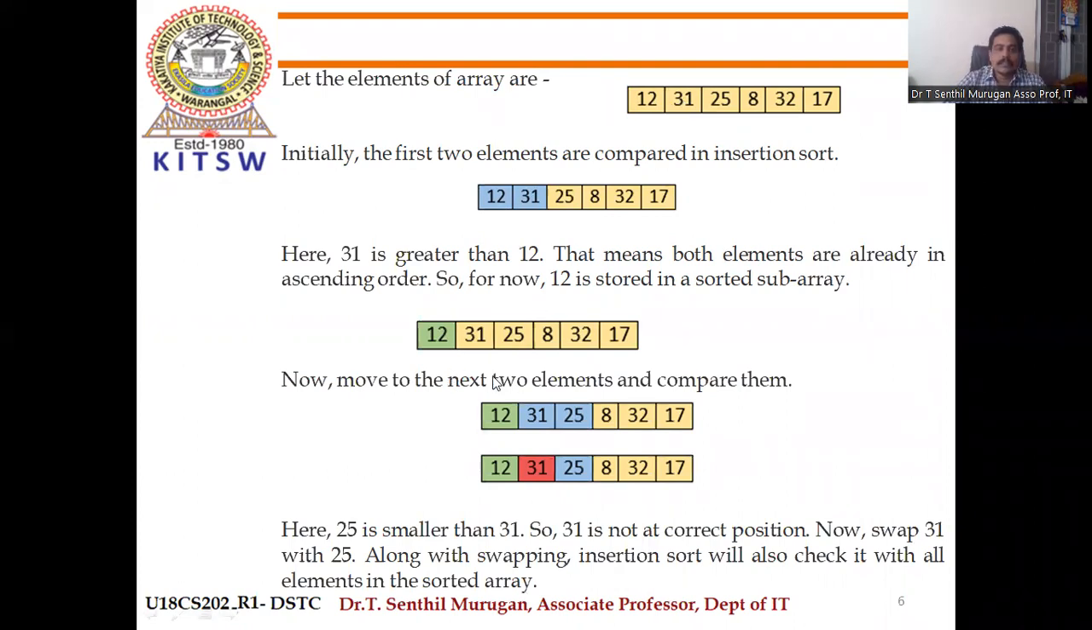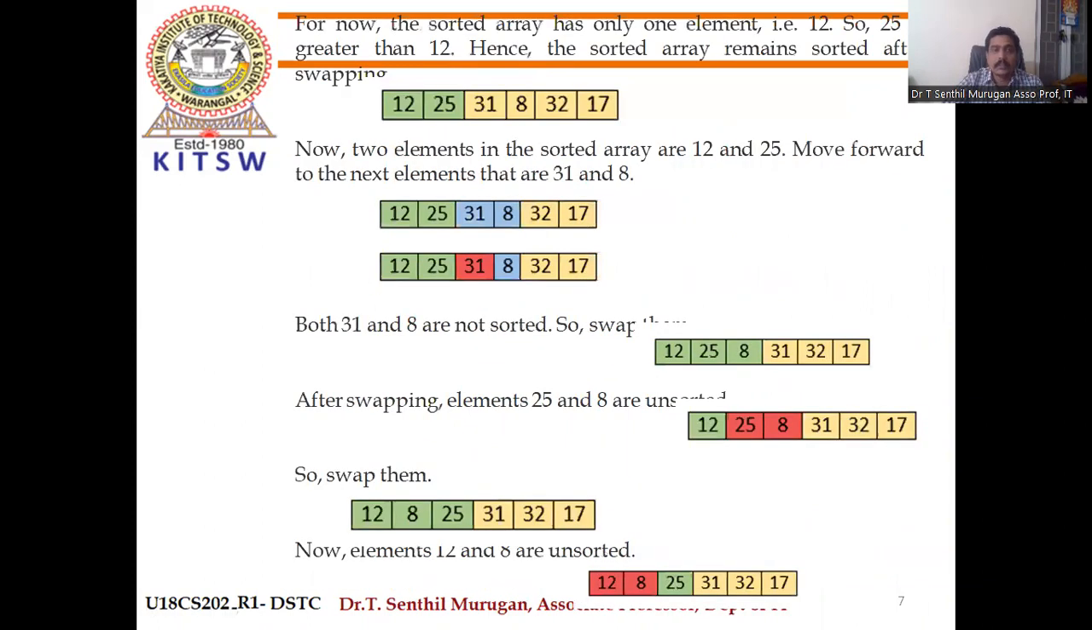Now again 31 and 25 will be checked. When we compare them, 31 is greater than 25, so 31 is not in the correct position. So now we swap 31 and 25. Along with swapping, insertion sort also checks the value against all the elements in the sorted array. Once 25 is shifted before 31, it is compared with 12 also. 12 is a lesser value, so no problem. Then 25 is placed in the second location.